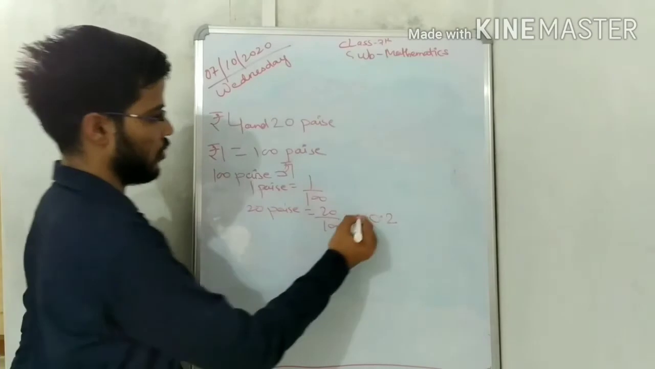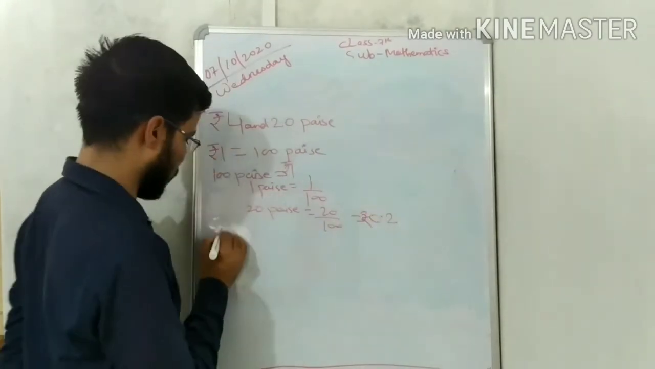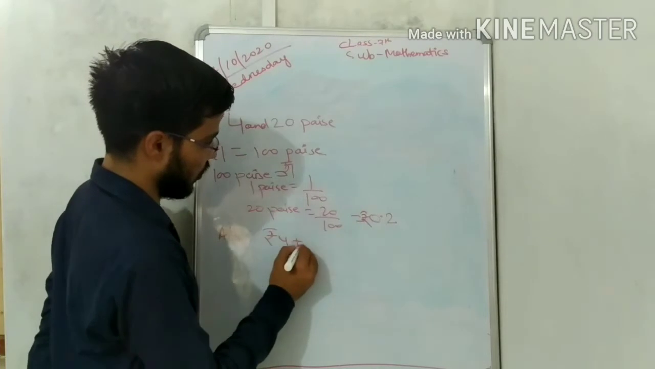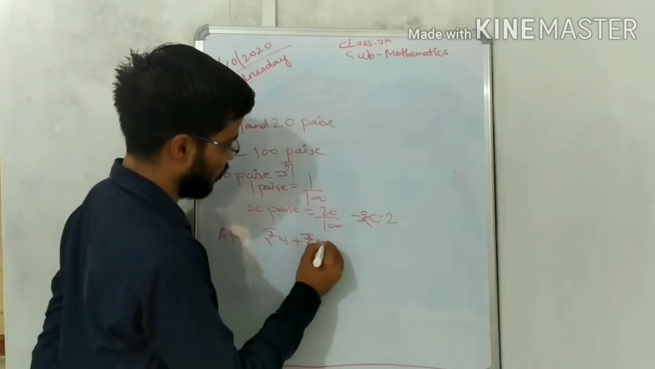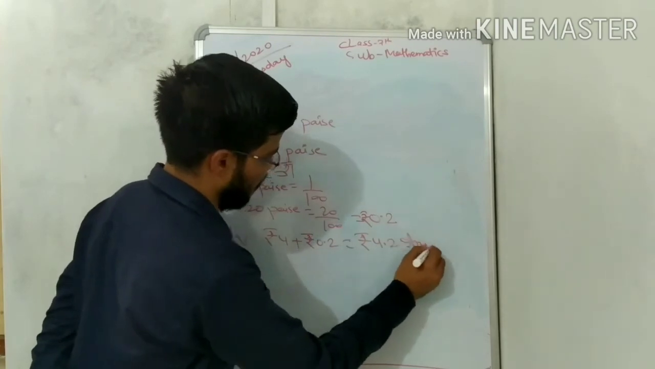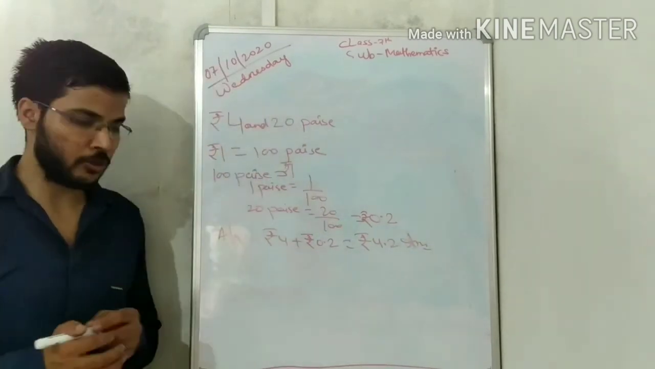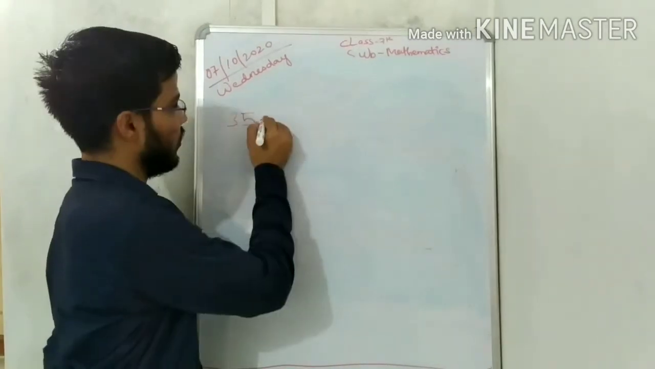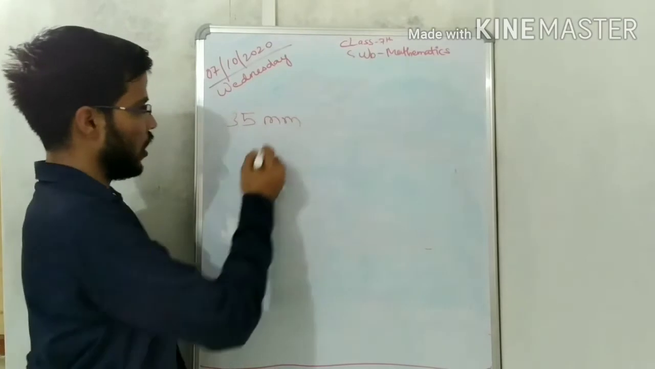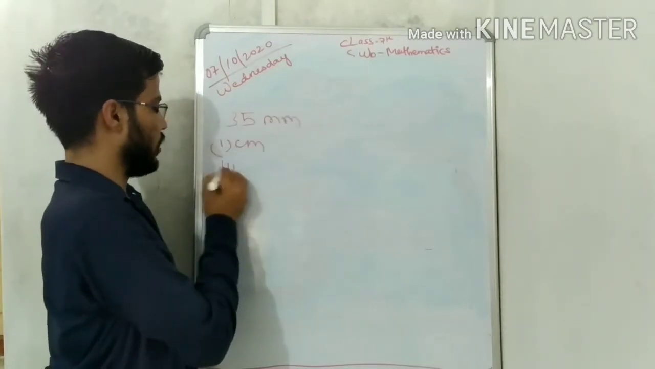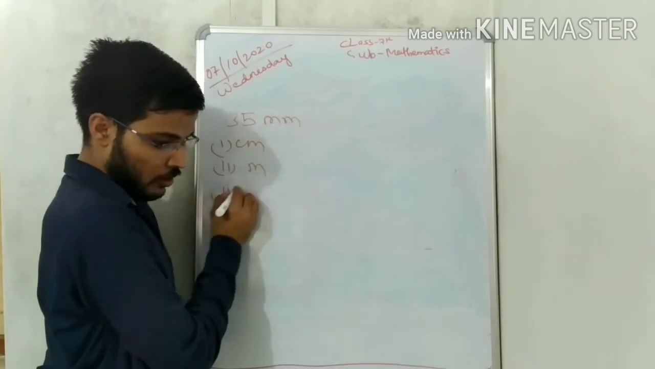Okay, this is rupee. And according to the question, we will add it. Rupees 4 plus rupees 0.2. We will get rupees 4.2 as the answer. The same way you have to do question number 2. I've given millimeter. This is the question. You have to convert it first into centimeter, then meter, then kilometer.